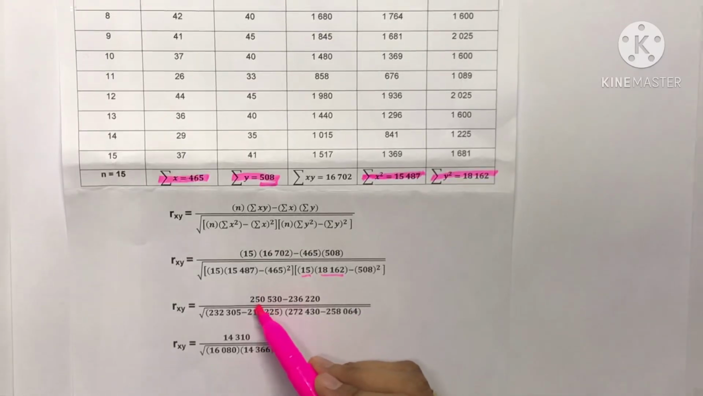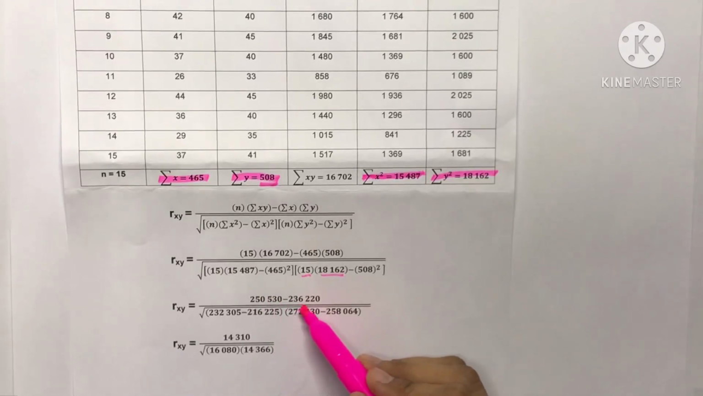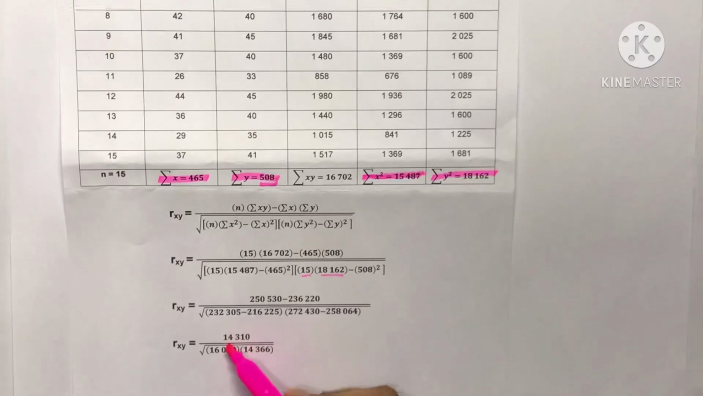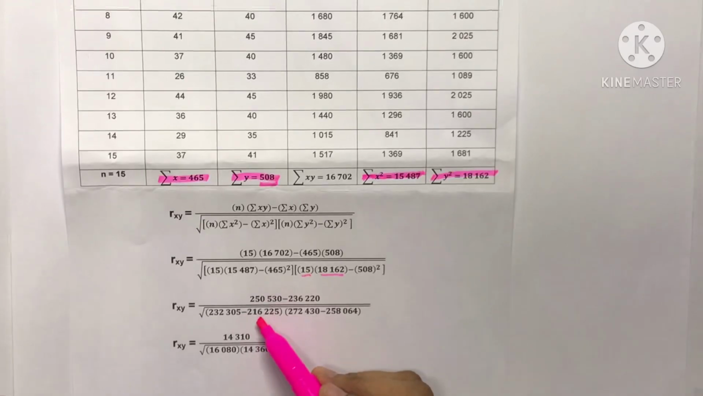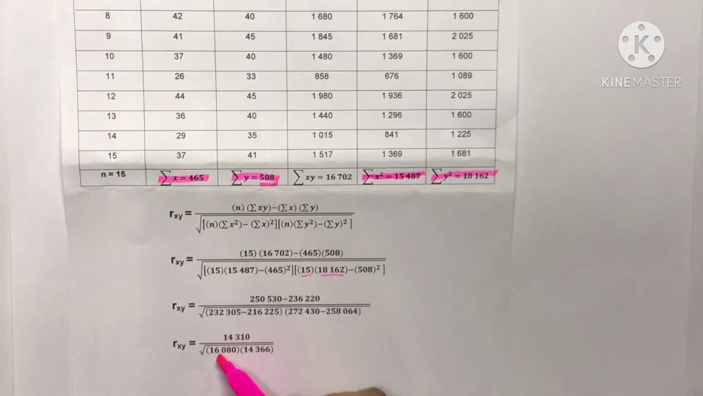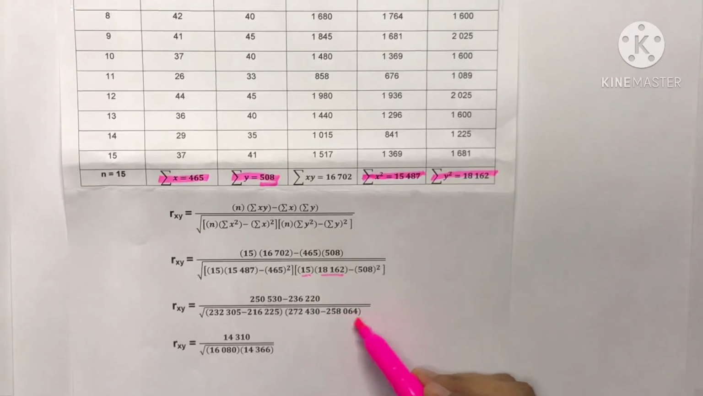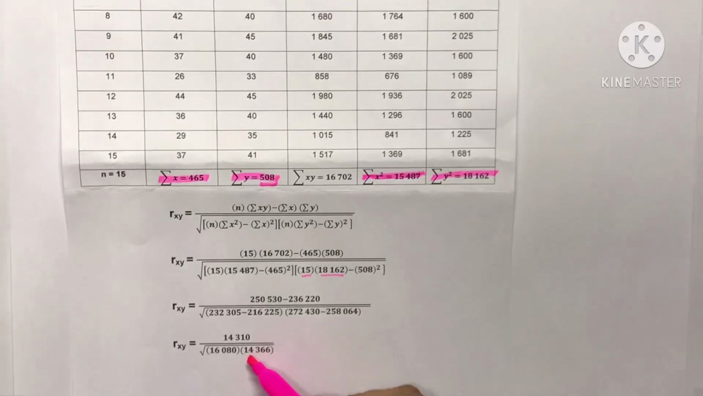So we will subtract this. 250,530 minus 236,220 is equal to 14,310. And we will subtract this also. 232,305 minus 216,225 is equal to 16,080. And also 272,430 minus 258,064 is equal to 14,366.